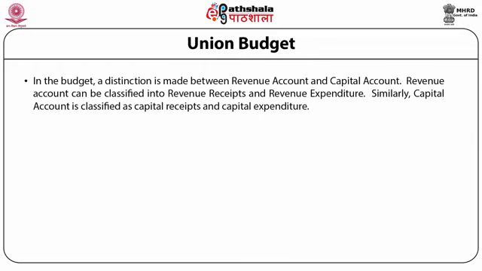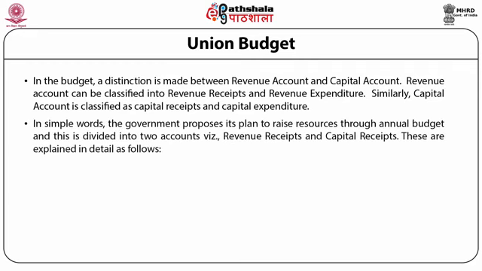In the budget, a distinction is made between the revenue account and the capital account. The revenue account can be classified into revenue receipts and revenue expenditure. Similarly, the capital account is classified as capital receipts and capital expenditure. In simple words, the government proposes its plan to raise resources through the annual budget, which is divided into two accounts, that is revenue receipts and capital receipts. These can be explained in detail as follows.